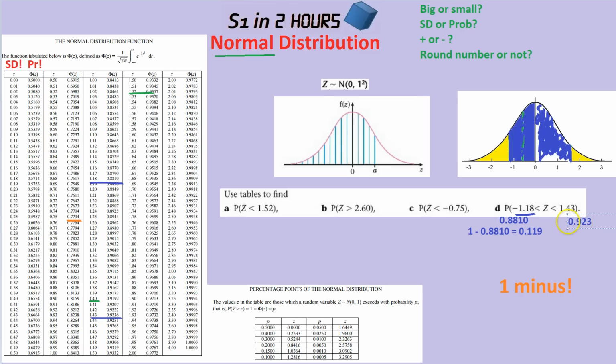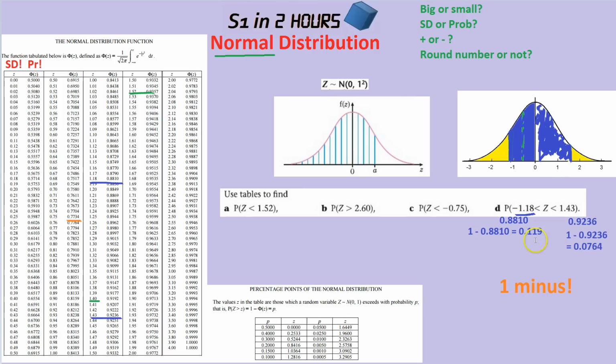0.9236. Have we just found the yellow bit? No, because that's way bigger than half. That's all the rest of it. Everything less than 1.43 standard deviations, that's all of this bit. How do we find the little yellow bit? 1 take away that number, which I believe would be 0.0764, I think.